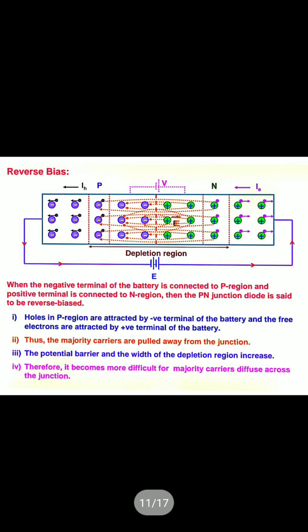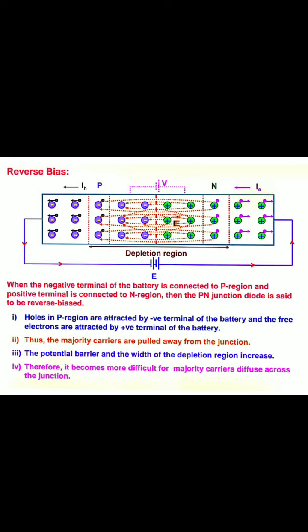Reverse bias. Reverse bias means just opposite to the first one. In reverse bias, the P side is connected to the negative terminal of the battery and the N side is connected to the positive terminal of the battery. This arrangement is called the reverse bias arrangement, or we can say the PN junction is in reverse bias condition. This is just opposite to the forward bias.